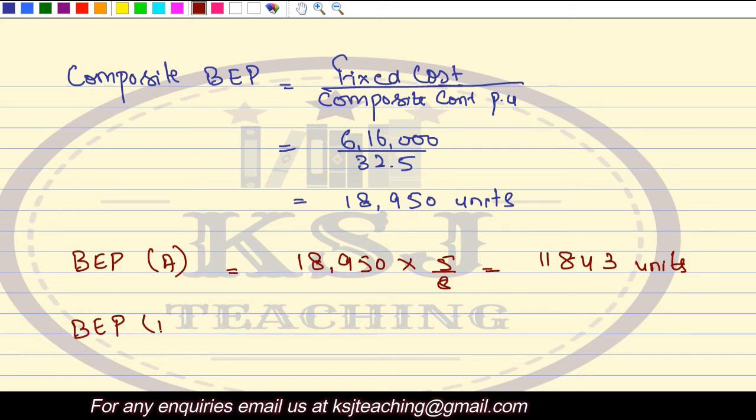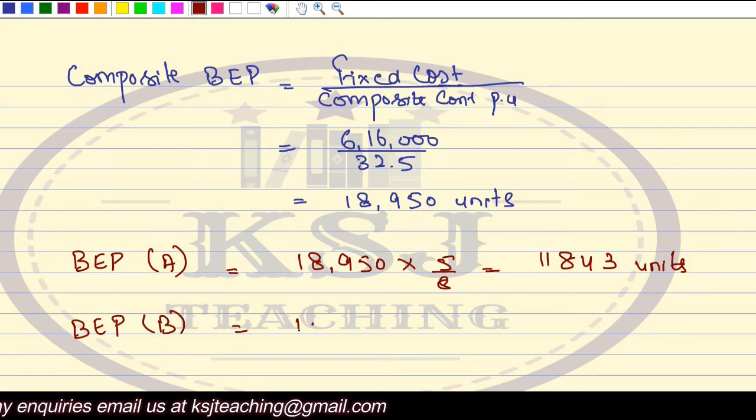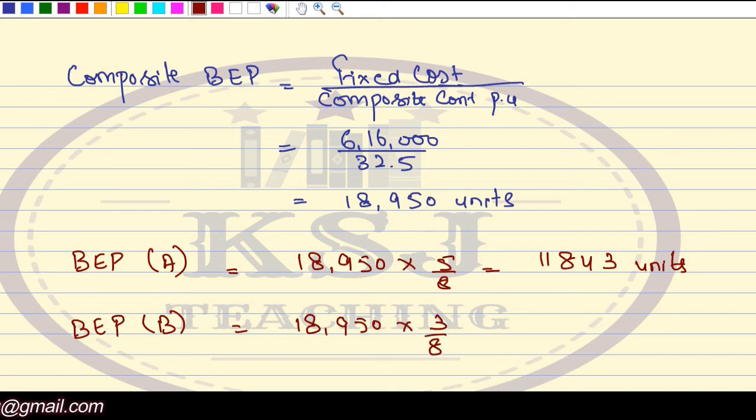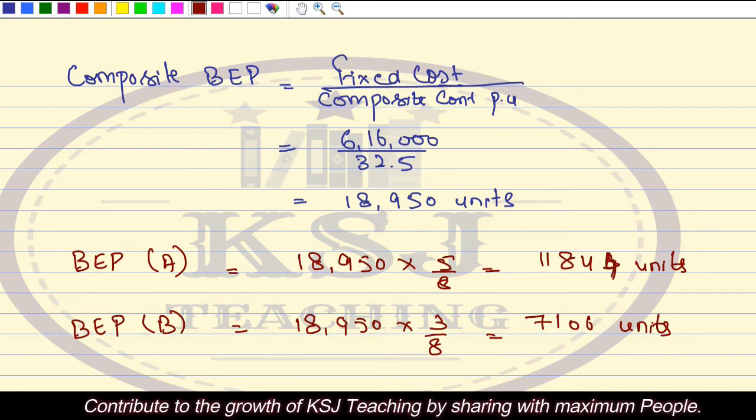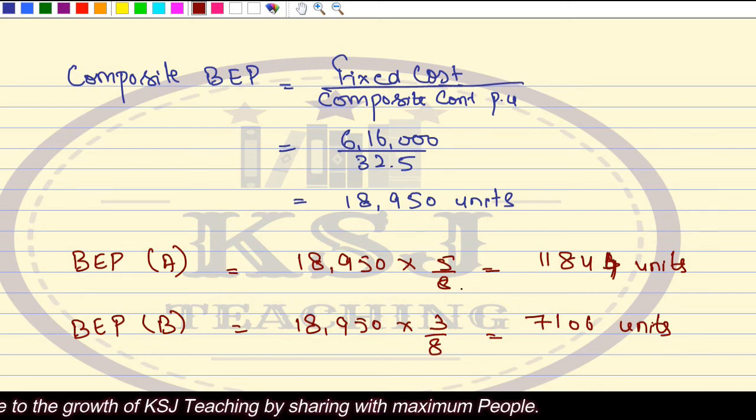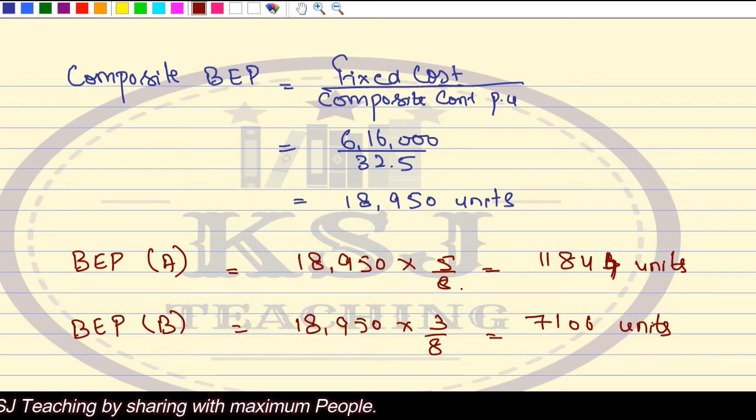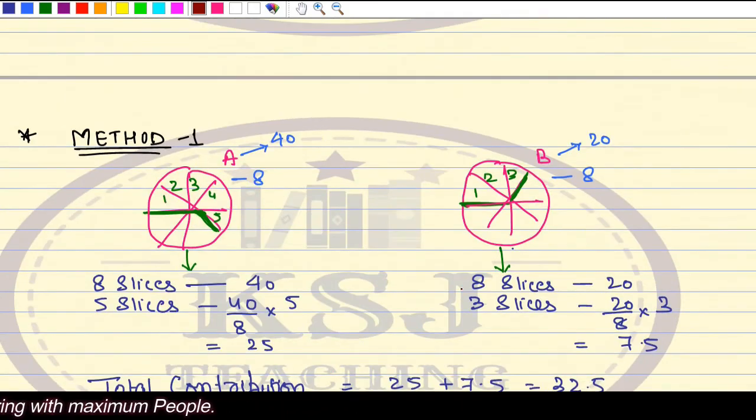So the break-even point for B is equal to 18,950 multiplied by 3/8. That is 7,106 units, right? So you can take here 4. No issues. Clear? So this is one way of doing it.